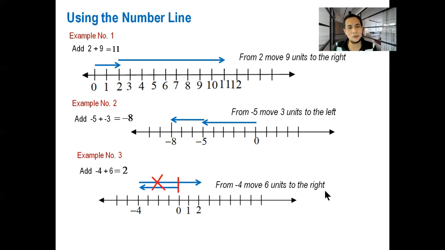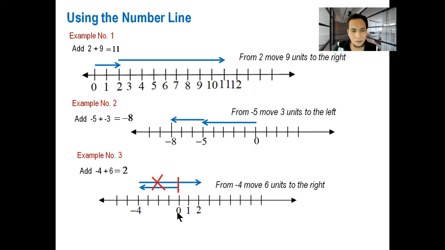Okay, it's positive 2. So this is the representation. Meaning to say, this is your starting point, 0. Move 4 units to the left, that's negative 4. And from negative 4, 6 units to the right. So this time, do not count, okay, cancel.